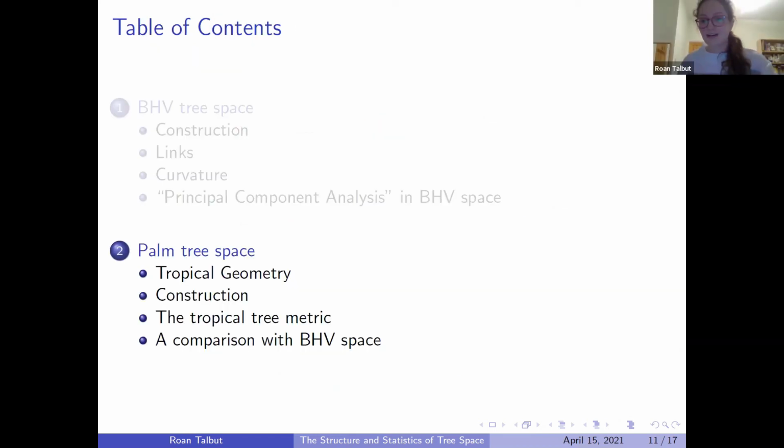The next interpretation of tree space that I want to talk about is built from something called tropical geometry. I'm going to try and motivate this, but I'm not necessarily going to get into the details of how we can start developing statistical methodology in this context. I'll highlight at the end some of the ways that it could be viewed as better than the BHV interpretation.